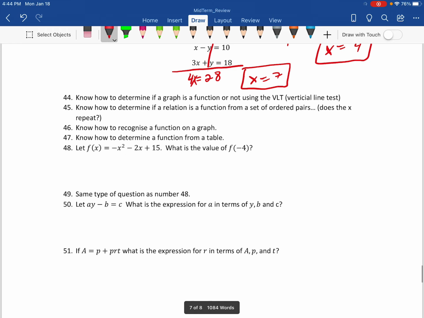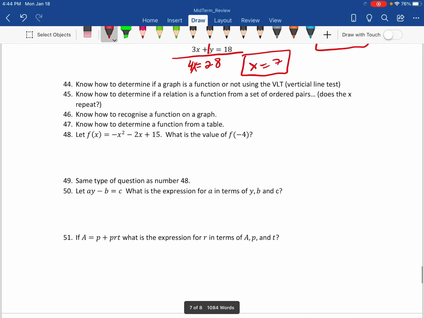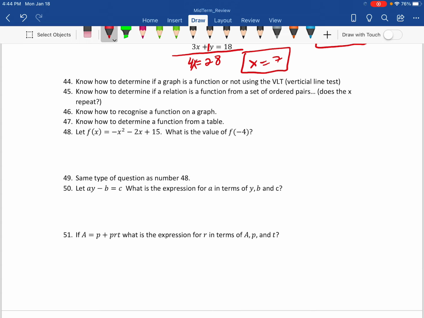Remember how to determine if a graph is a function or not using the vertical line test. Number 45, know how to determine if a relation is a function from a set of ordered pairs. Basically, remember that the x doesn't repeat. Number 46, remember how to recognize a function from a graph. x doesn't repeat. Know how to determine a function from a table. x doesn't repeat. Notice the trend.